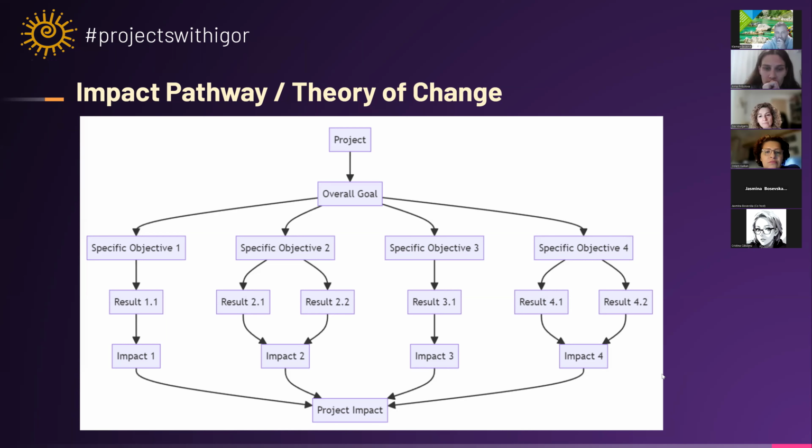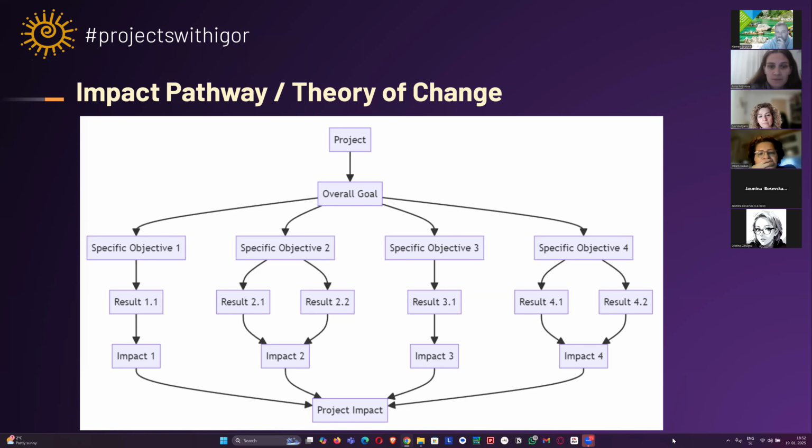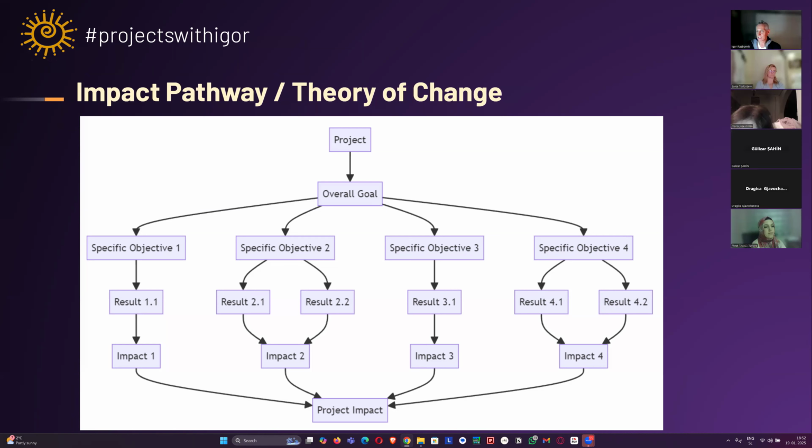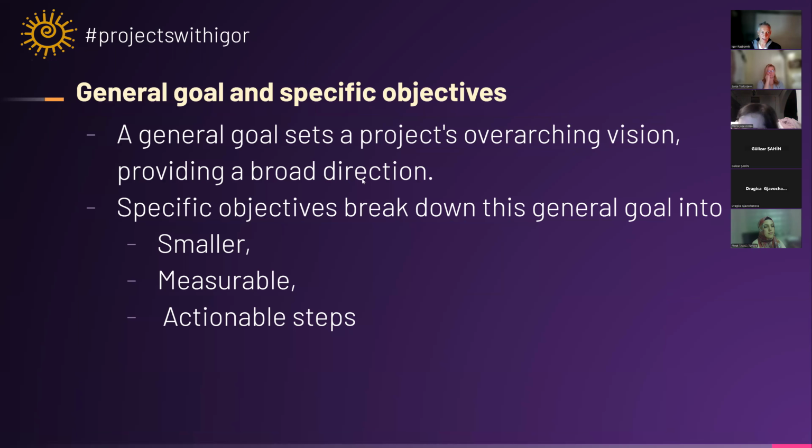It is not about how you are creating this. You also need to explain this in your project application. So every project should show those connections. If your project does not have the overall goal, then the question will be, what is the theory of change? What is the impact pathway? And I can even show you an example.